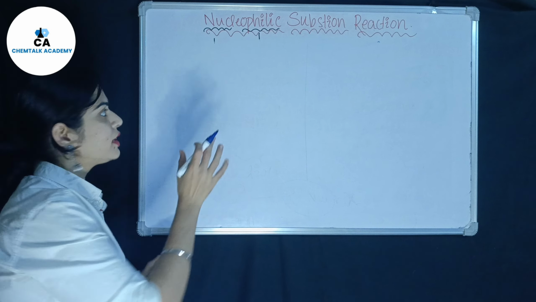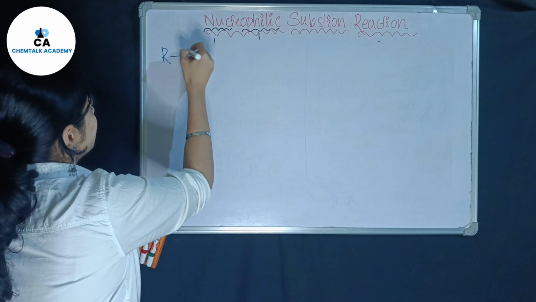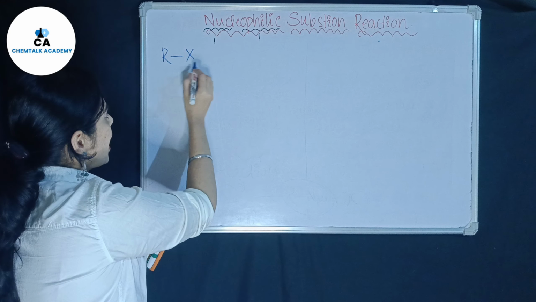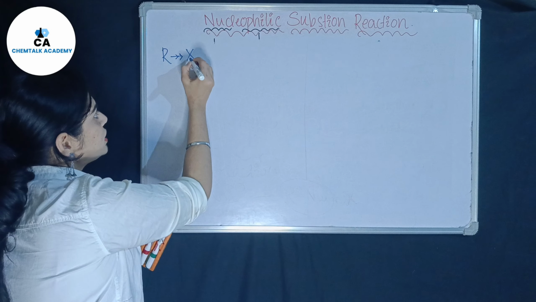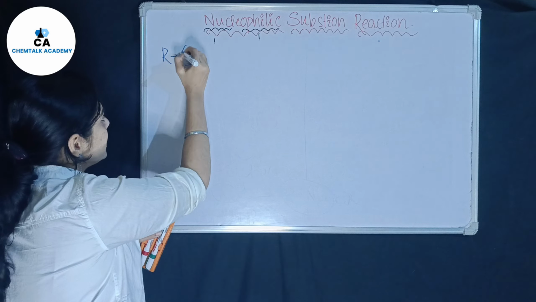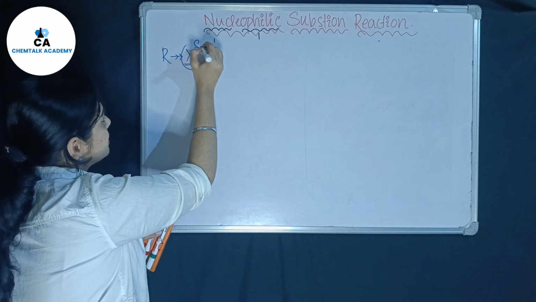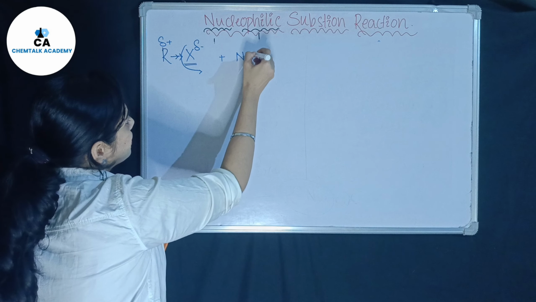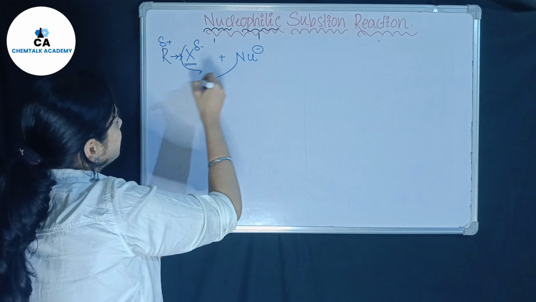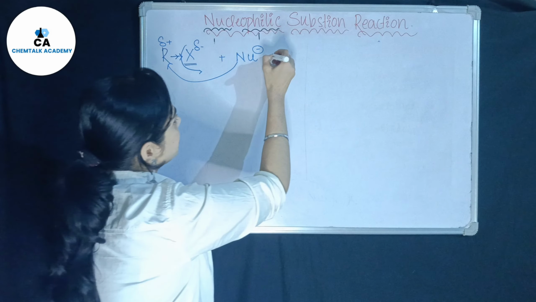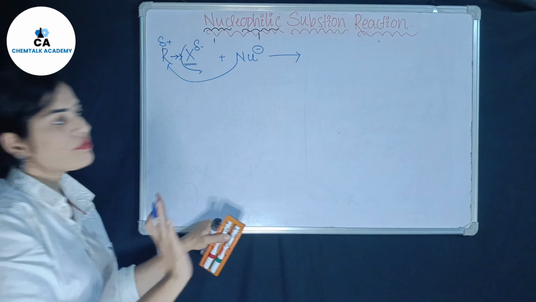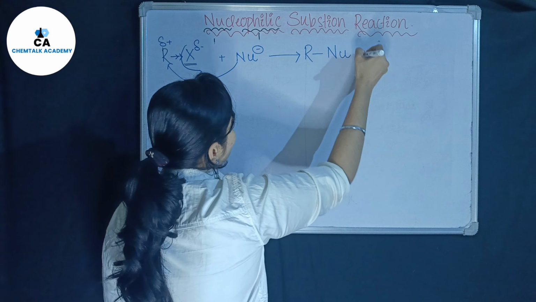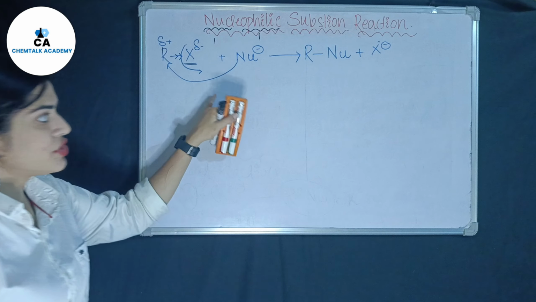So what type of reaction do I have to see? R-X. Let us first write the general equation. By seeing that, we will go for different examples. In R-X, the electrons are transferred towards the highly electronegative element, which will be removed as a leaving group, acquiring a partial negative charge, and here a partial positive. Now the attack of the nucleophile takes place. In result, the nucleophile is substituted in place of halogen. So the product is R-Nu plus X minus. This is our general reaction.